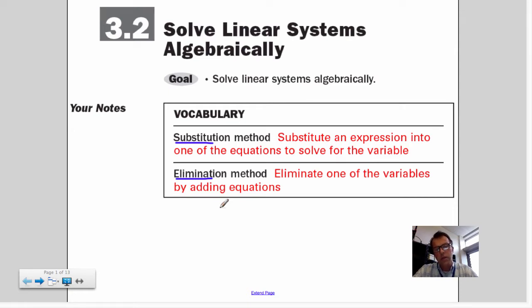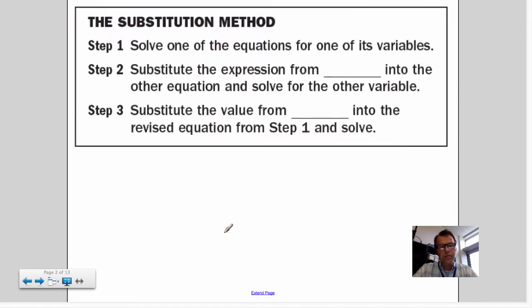Vocabulary-wise, the substitution method is to substitute an expression into one of the equations to solve for the variable. In the elimination method, and some people also call this the addition method, we eliminate one of the variables by adding equations. Again, by adding equations. Maybe that's why some people call it the addition method.